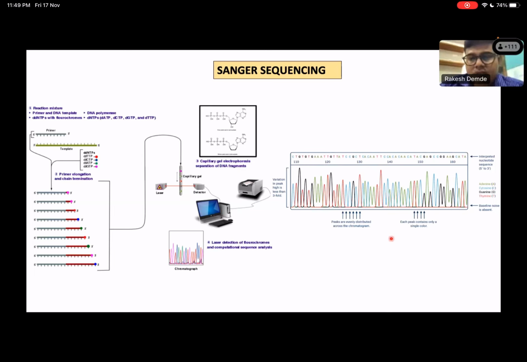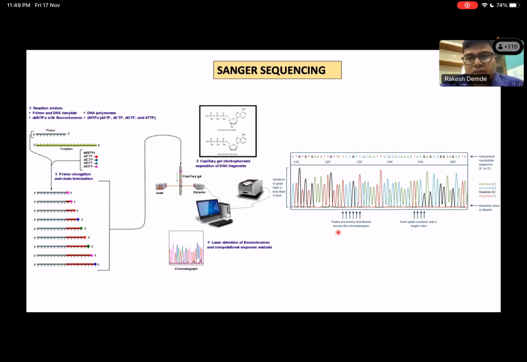The only downside is it is very labor intensive. You cannot go for higher multiplexing. Longer genes like BRCA1 or BRCA2, which are more than 5 kbs in size, cannot be done in a single Sanger sequencing reaction. So these are all the disadvantages of Sanger sequencing.